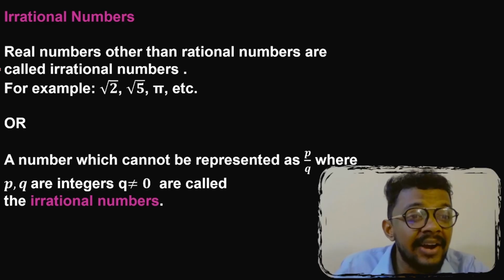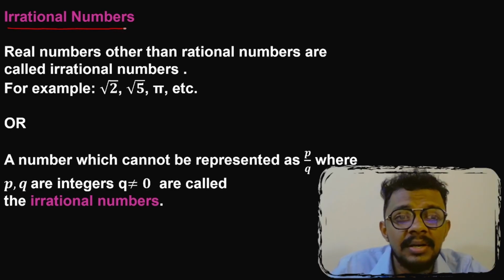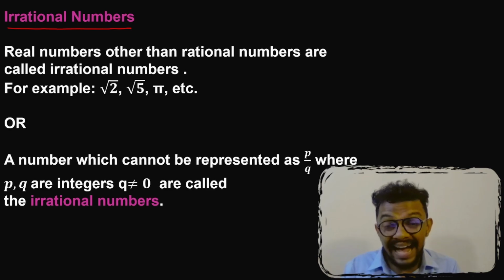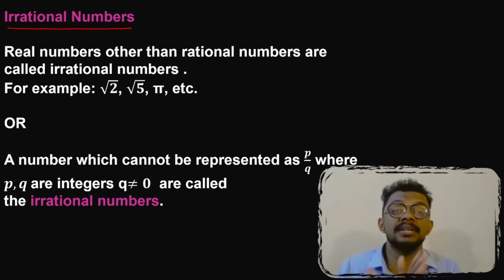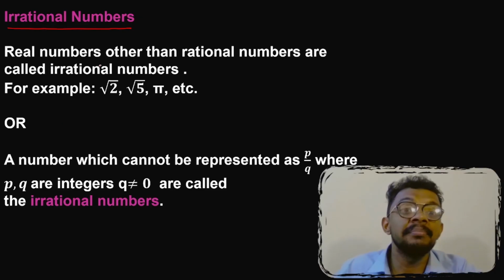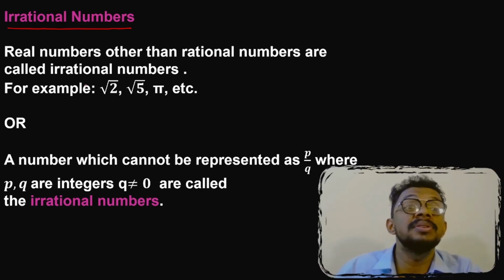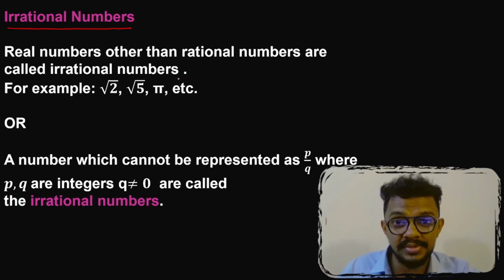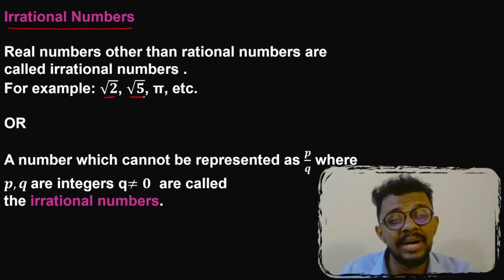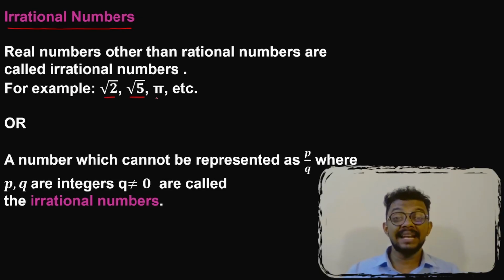Now, what is an irrational number? The answer is simple. A number other than a rational number is called an irrational number. Real numbers other than rational numbers are called irrational numbers. For example, root 2 is an irrational number, root 5 is an irrational number, and there is an irrational number called pi. We will get to know more about these numbers, root 2 and root 5.